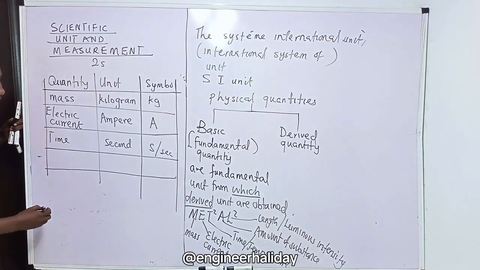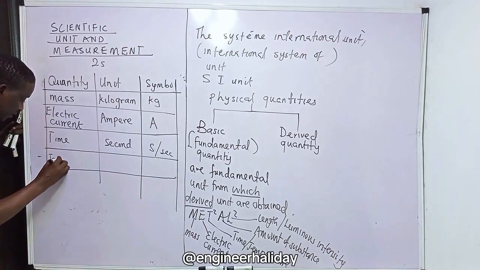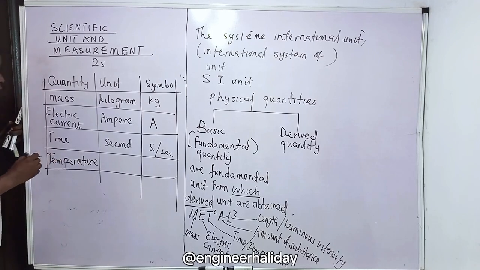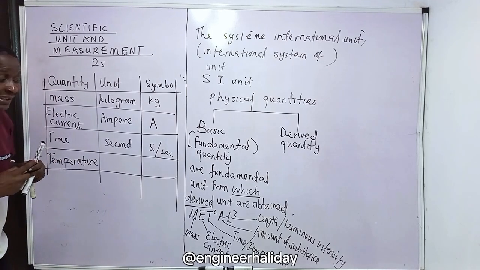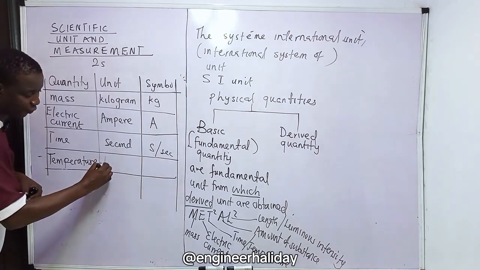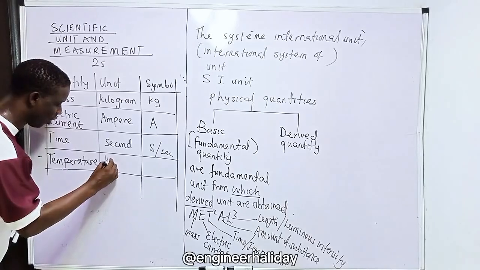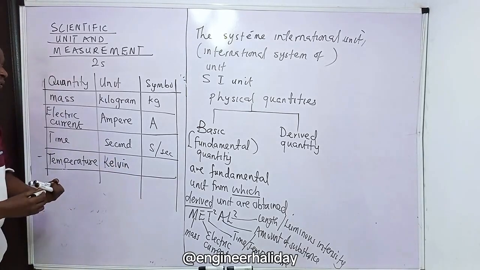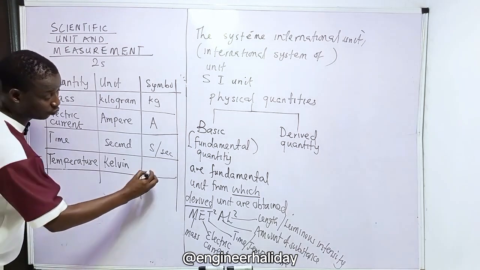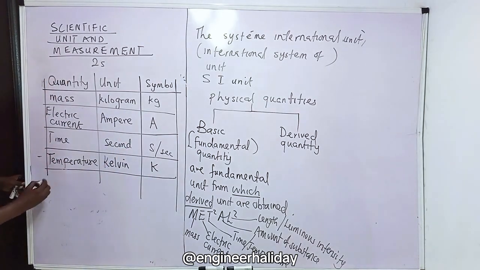Now the next one is temperature. The second T is temperature. Now what is the unit of temperature? We have Fahrenheit, we have Rankine, we have degree Celsius, we have Kelvin. The fundamental unit of temperature is Kelvin. That is the fundamental unit of temperature. So what we want to have is K.